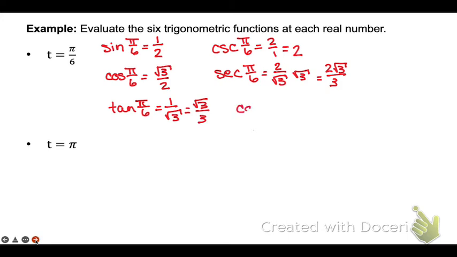And then cotangent. Here's a hint, guys. If you had to rationalize tangent, don't reciprocate your final answer. Go back to your first answer, the unrationalized one. So cotangent is x over y. Well, the x was square root of 3, and the y was 1, so square root of 3.